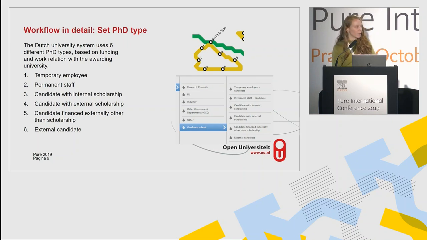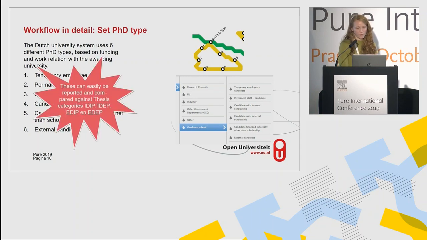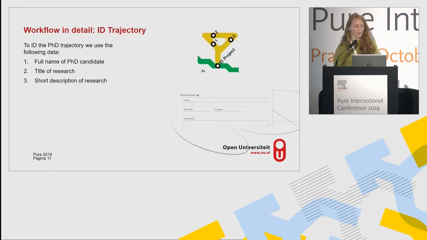To enable the registration of these various PhD types, we've created a new template, which we've called Graduate School Awards Template, and then created 6 subtypes of that template. And these 6 subtypes can then easily be reported and compared against the 4 standard thesis categories. So that helps us to connect the output with the person. And this may be Dutch terminology, these abbreviations, but it's the internal, prepared, external, and external prepared options.